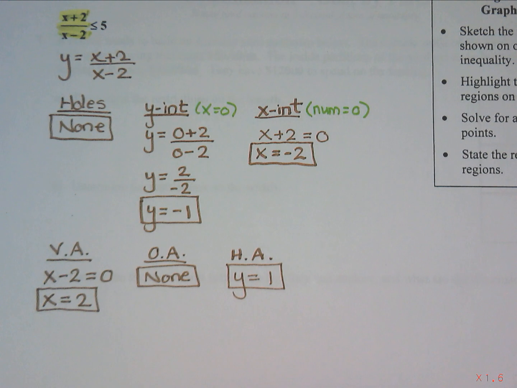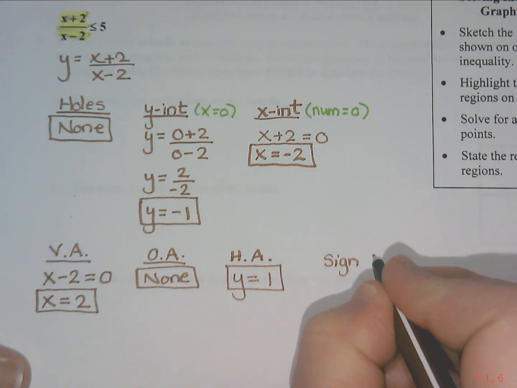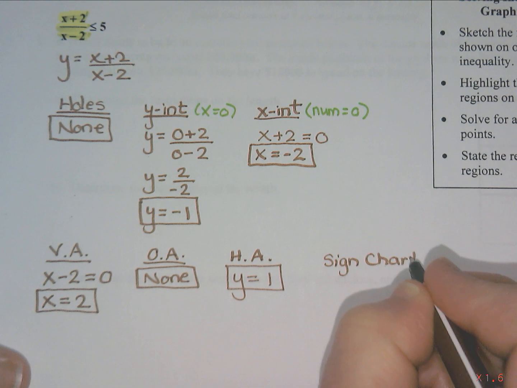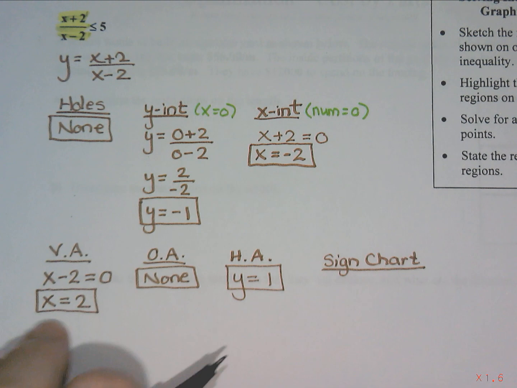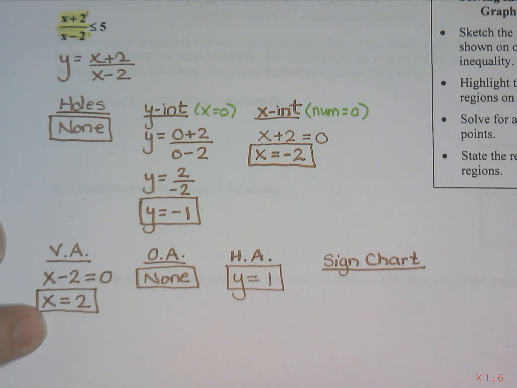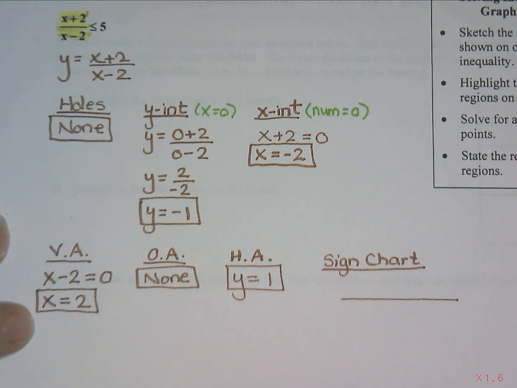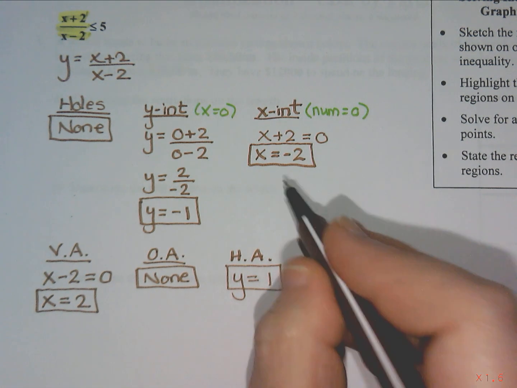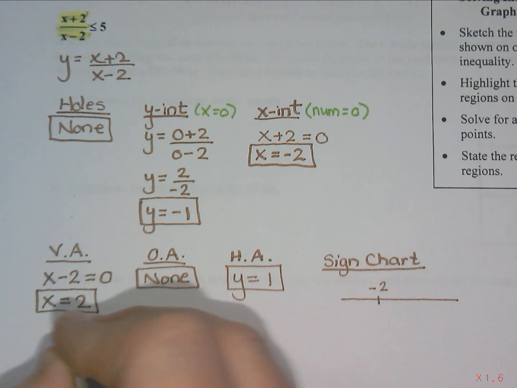All right, last thing I need is a sign chart. So for our sign chart, we are going to take everything that has an x, which would be my x-intercepts and vertical asymptotes, and we're going to put those on a number line. They need to go from lowest to highest. So I'm going to do negative 2 first, and then positive 2.